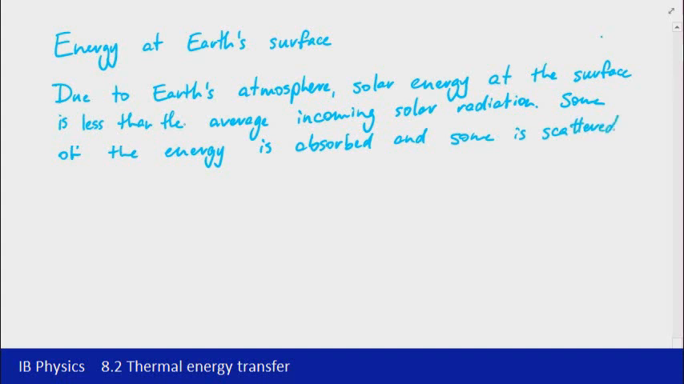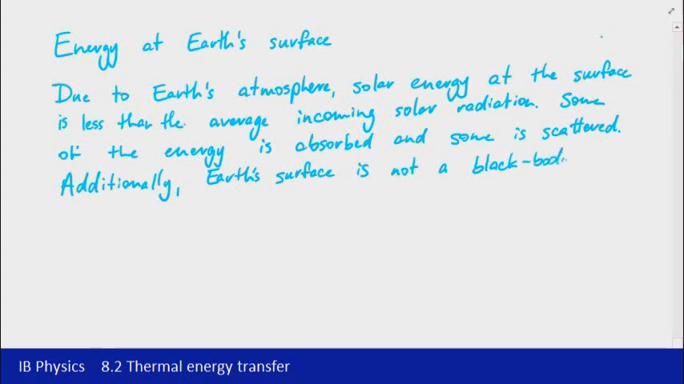On top of that, we also have the issue that Earth's surface is not a black body. And so by identifying that particular aspect, it's not even a good approximation. Earth's surface not being a black body means that it's going to reflect some of that light, or some of that radiation. So there's that factor that needs to be considered as well.